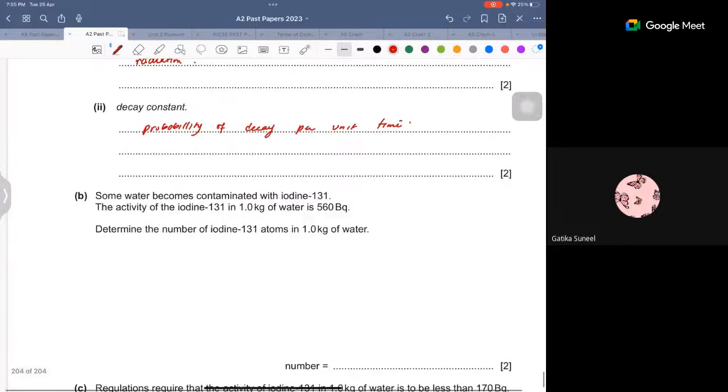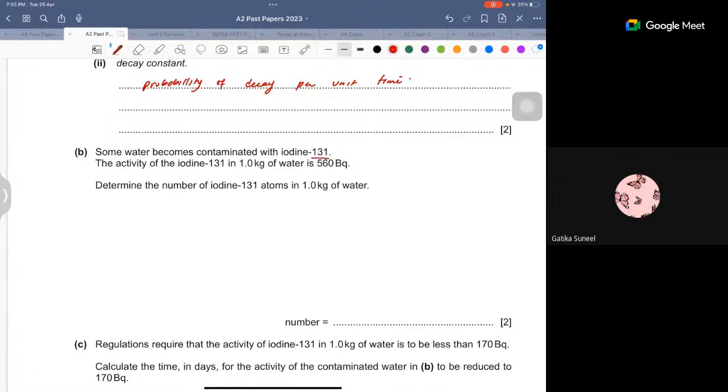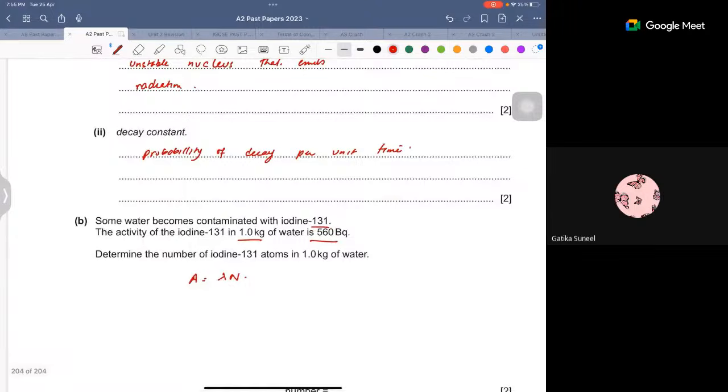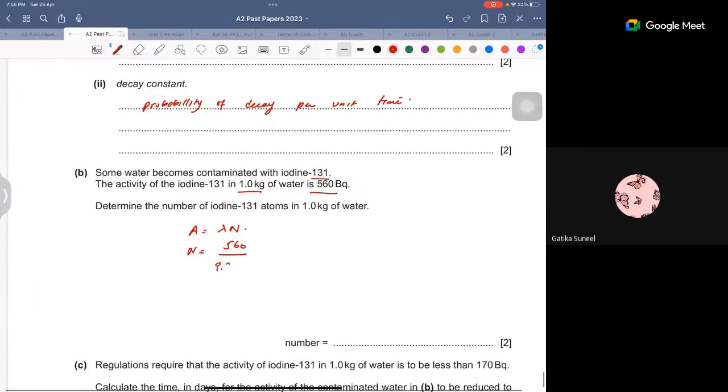Now going to the next. It says some water becomes contaminated with iodine. The activity of iodine in 1 kg of water is this. Determine the number of iodine atoms in this. Okay, we can do this. Activity is given by lambda N. The issue is we do not have decay constant. We do. That's cool. So we have the activity as well. So N will be 560 divided by 9.9 times 10 raised to power minus 7. What do you get? 5.7 times 10 raised to 8. Cool.